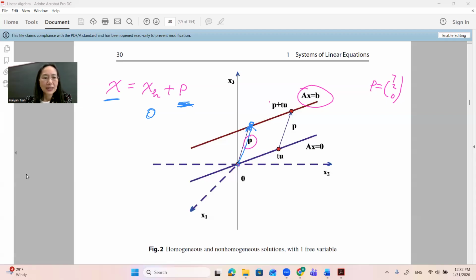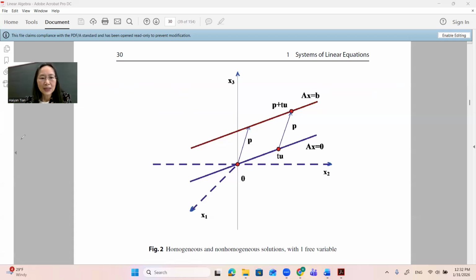And if it's a certain tU, for example, this is also, you see, a homogeneous solution. Once we get this homogeneous solution, then our non-homogeneous solution will be this plus the particular solution, which is that constant vector, (7, 2, 0), for example, for that example. And then I add this particular solution, and I will get another.